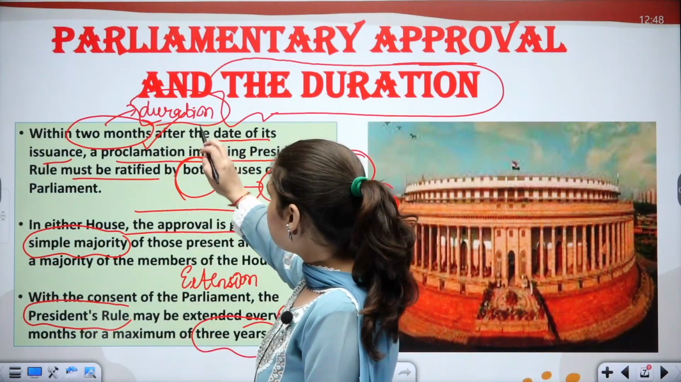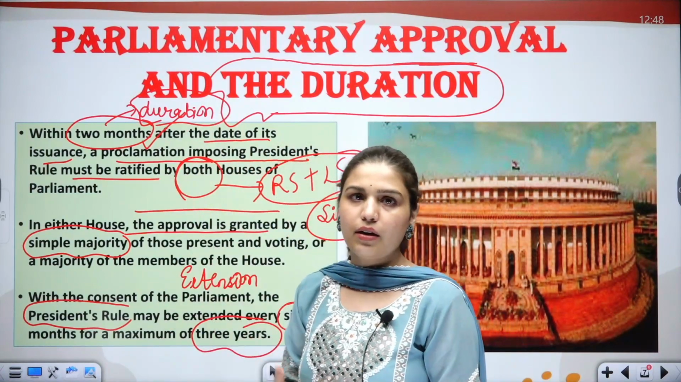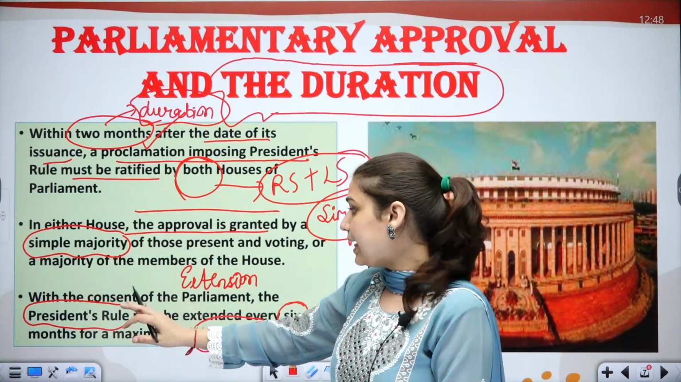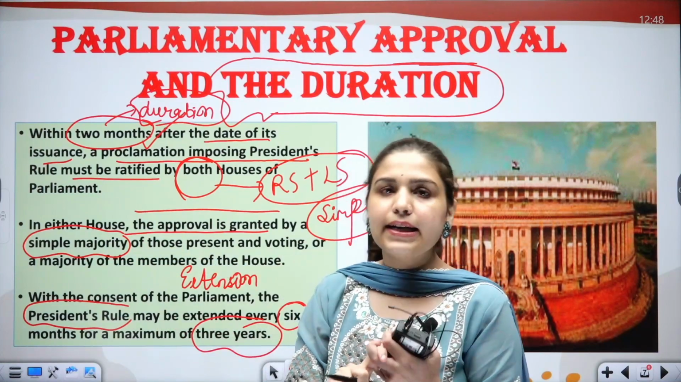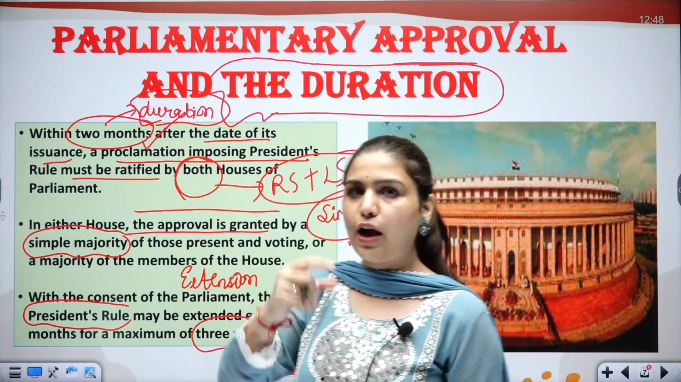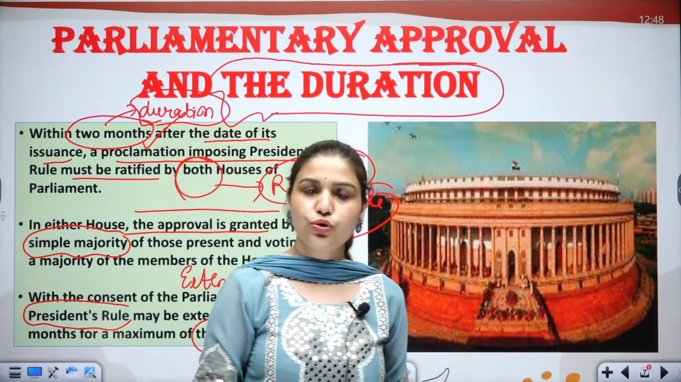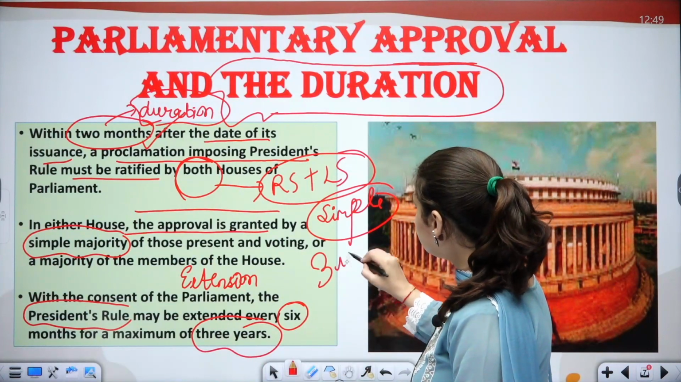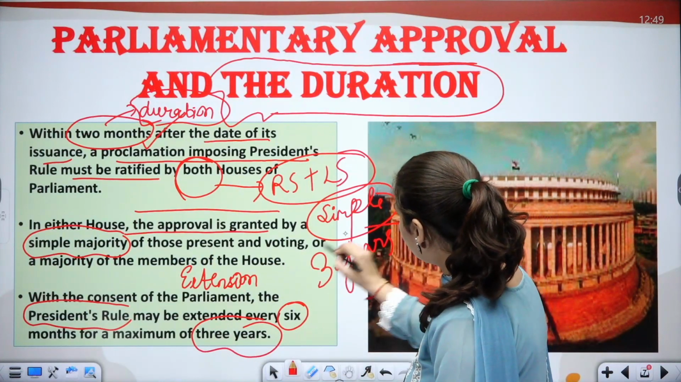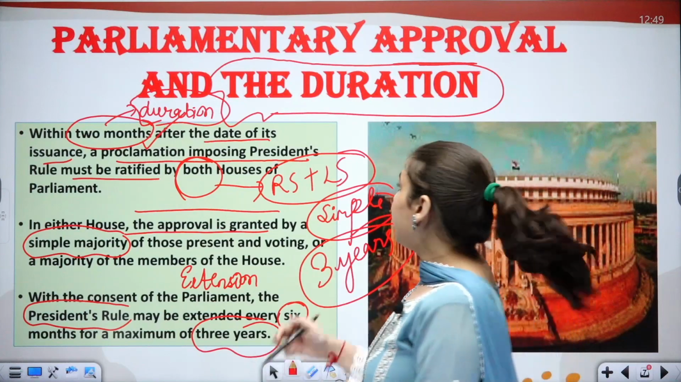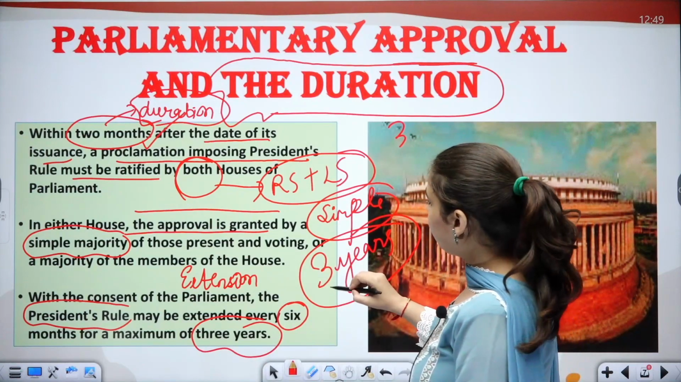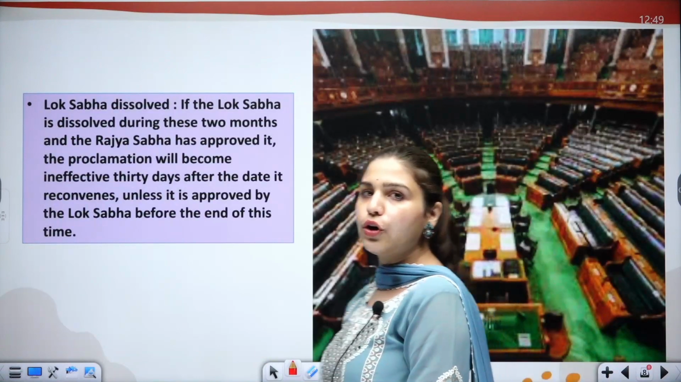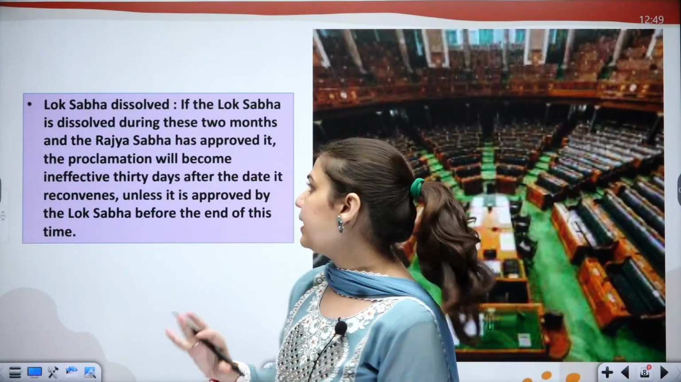So this is the duration within which the proclamation should be approved, with a simple majority, and it can be extended 6 months at a time. After 6 months, the president may issue a fresh notification, but the maximum period for president rule is 3 years. If it is ever asked in your examination, always remember the maximum period is 3 years. Beyond 3 years, president rule cannot be extended in any state.